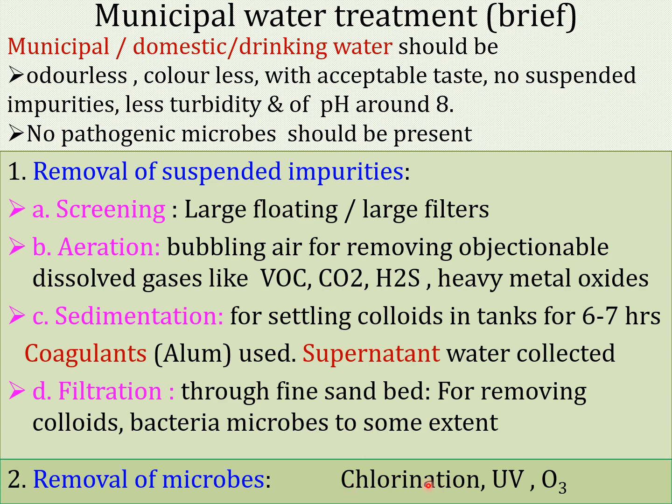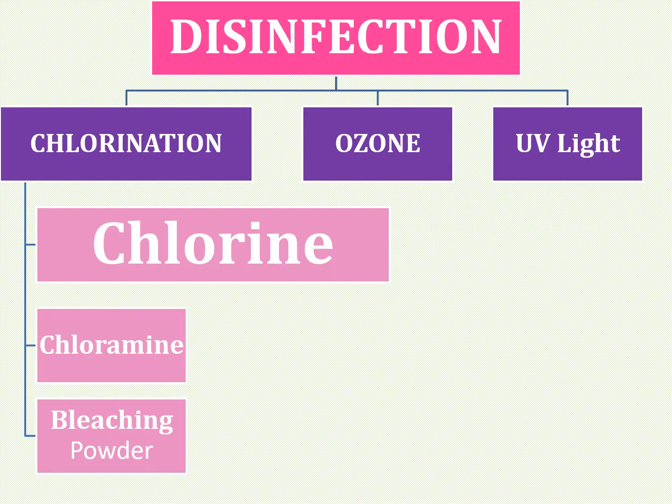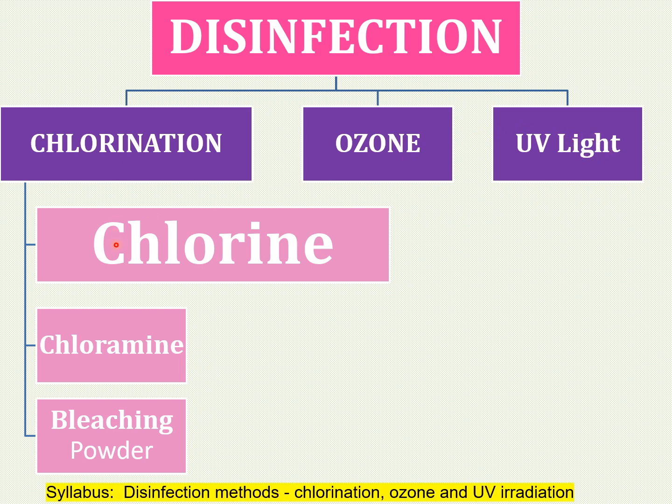How do we do that? By chlorination, UV radiation, or ozonation. We will be dealing with that in the coming slides. Under disinfection, we will be covering disinfection through chlorination, ozonation, and UV irradiation. Under chlorination alone, treating with chlorine, chloramine, bleaching powder, and also breakpoint chlorination.